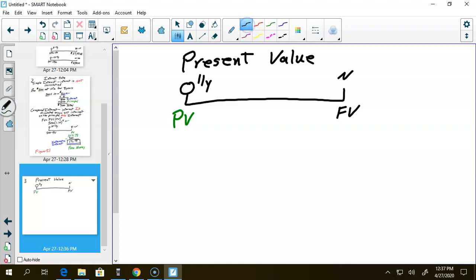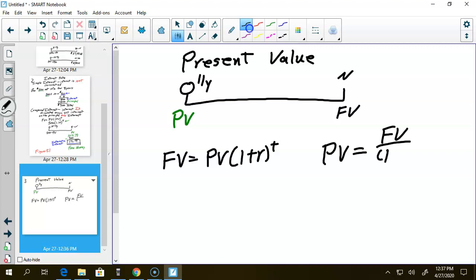If we look at our initial equation from future value, future value was equal to present value times 1 plus r to the t. We rearrange that for present value, then that is just the future value divided by 1 plus r to the t. This is a very clear concept that you folks need to make sure you understand. The present value and future value are reciprocals of each other, so there's an inverse relationship between present value and future value.